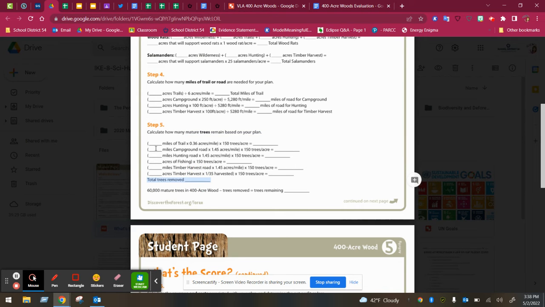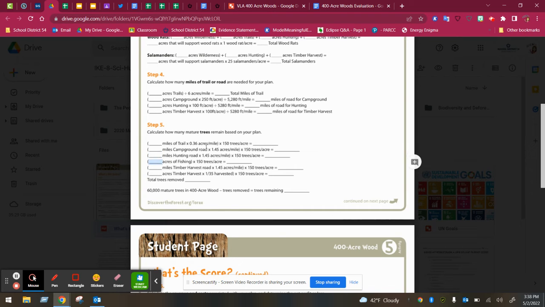Okay. So again, the second problem, you're going to do campground road. So you're going to take your miles of campground road. You're going to put that in the first blank times 1.45 times 150 to get your how many trees you had to cut down for your campground road. Then you're going to do it again for your hunting road.